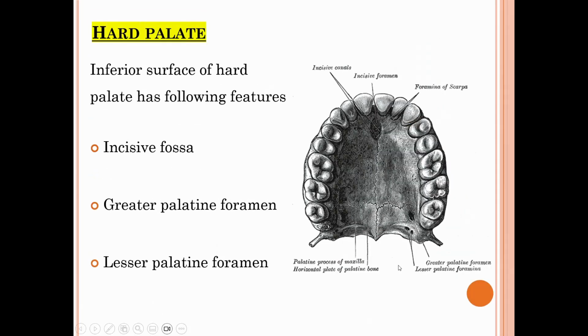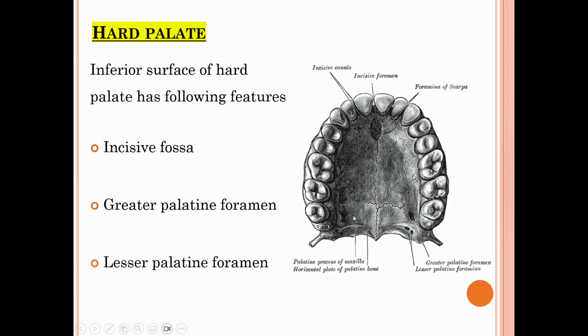Now here if you see the inferior surface of the hard palate, there will be three features. One will be the incisive fossa, and within that there will be the incisive foramina and incisive canal. So here the vessels and nerves from the oral cavity will be going to or coming from the nasal cavity. Then there will be the big foramen, that is known as the greater palatine foramen, and you can see a small foramen, that is the lesser palatine foramen.